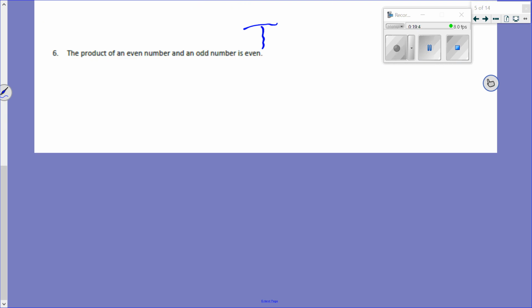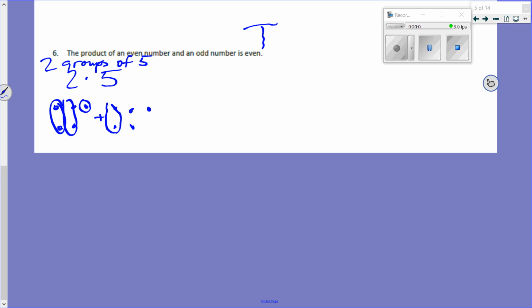Okay, even and odd, let's do 2 times 5. So we're going to do 2 groups of 5. So I've got 5 here and an additional 5. Using our dots, we can put together our pairs. Oh, there's a loner, another pair and a loner, and what do we see? An additional pair. So, is the product of an even number and an odd number even? Yes.